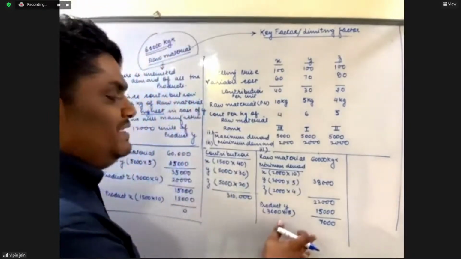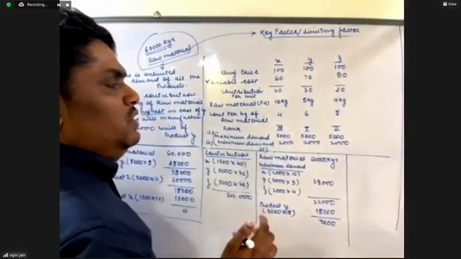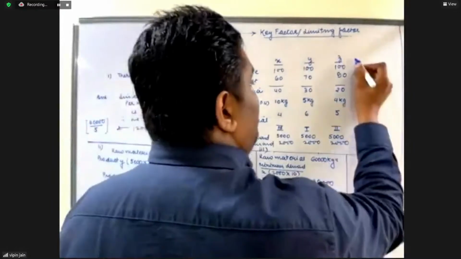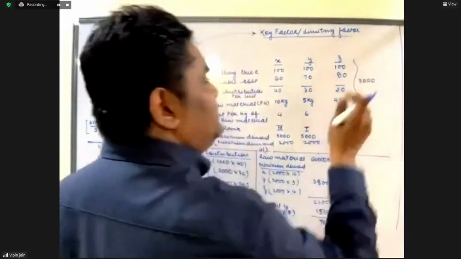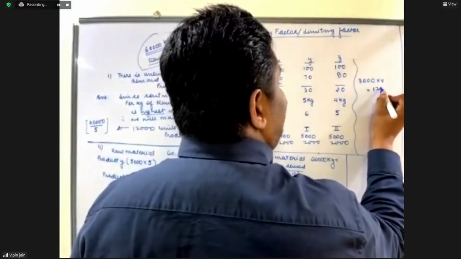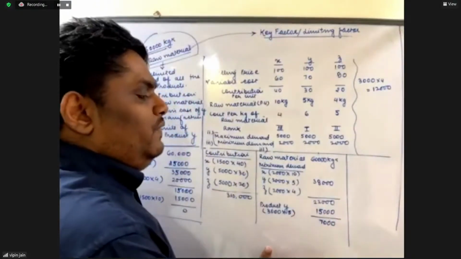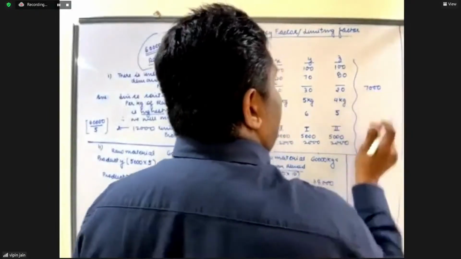Still, we are left with 7,000 kg, so it will be utilized to manufacture product Z. So here, when talking about fulfilling the balance demand, we can manufacture 3,000 units of product Z, into 4. So 12,000 is the requirement. Do we have 12,000 in our hand? No, we don't have 12,000. We have only 7,000 kgs in our hand.